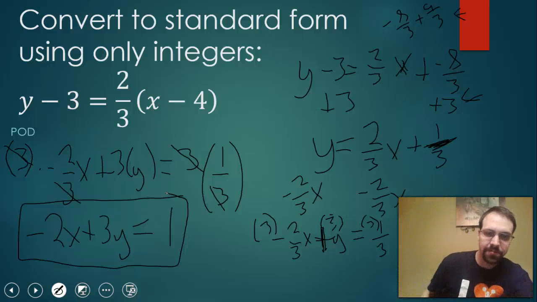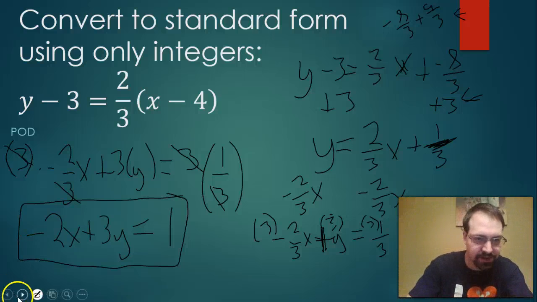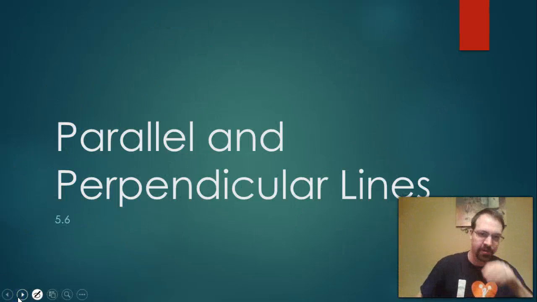Alright. Next on our plate is parallel and perpendicular lines, 5.6.